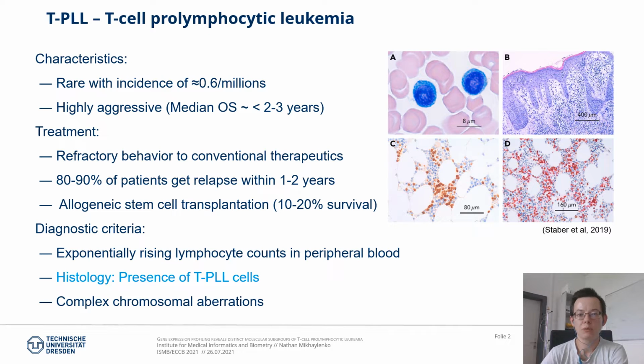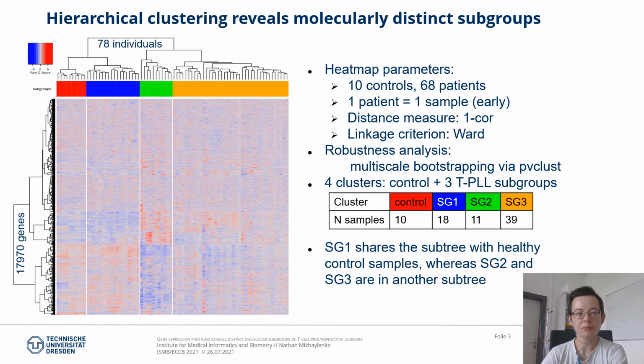The aim of our work was to gain a better understanding of the disease mechanism by looking for different molecular T-PLL subgroups. Provided by our colleagues, we had gene expression profiles of T-PLL cell samples that were used for the clustering analysis. As this is a rare disease, not many patient samples were available. So we clustered 68 cancer samples together with 10 healthy controls. We got 4 clusters and checked them for robustness by bootstrapping.